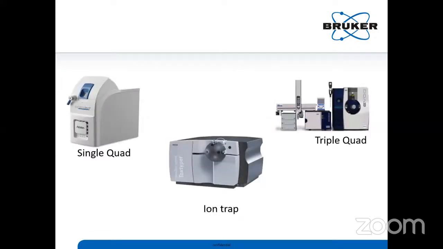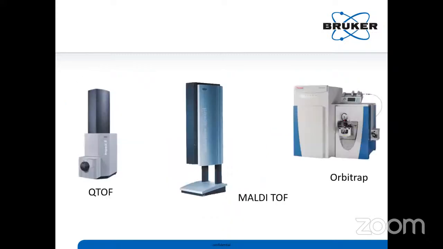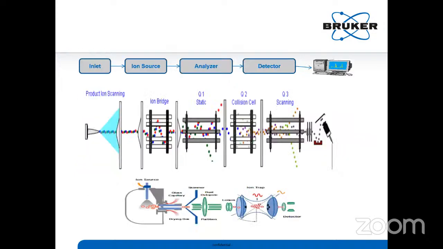These are the different models: single quad, ion trap, triple quad, QTOF technology, multi-TOF technology, Orbitrap technology. Now we will see the instrumentation part step by step.